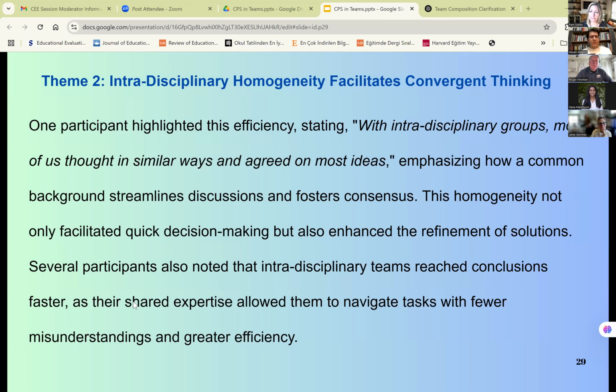Theme 2, interdisciplinary homogeneity facilitates convergent thinking. Interdisciplinary teams demonstrated greater efficiency in convergent thinking. And one participant highlighted this efficiency. With interdisciplinary groups, most of us thought in similar ways and agreed on most ideas. Several participants also noted that interdisciplinary teams reach conclusions faster than other teams.